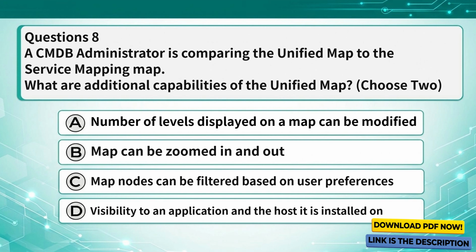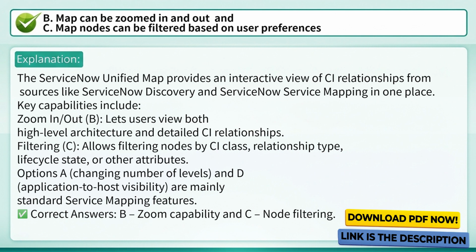Visibility to an application and the host it is installed on. Answer: B. Map can be zoomed in and out, and C. Map nodes can be filtered based on user preferences.